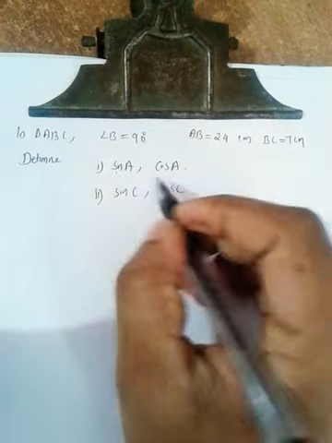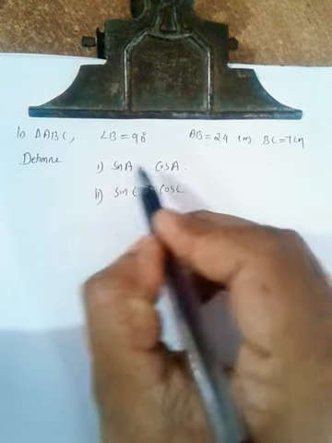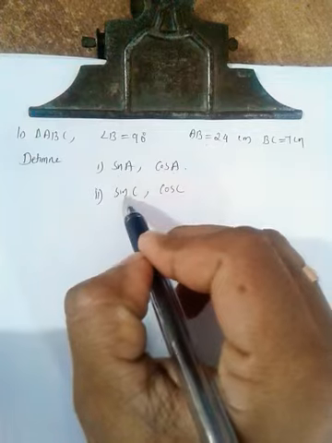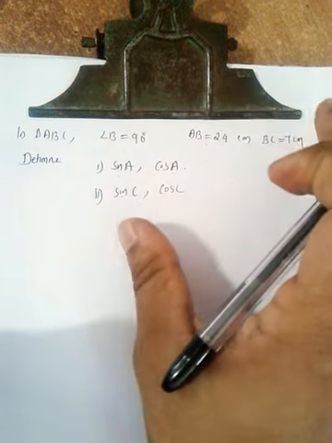The difference between these two questions is, in the first question we apply sin and cos on the angle A, and in the second question we are going to apply sin and cos on angle C. Both are different, no? Yes.